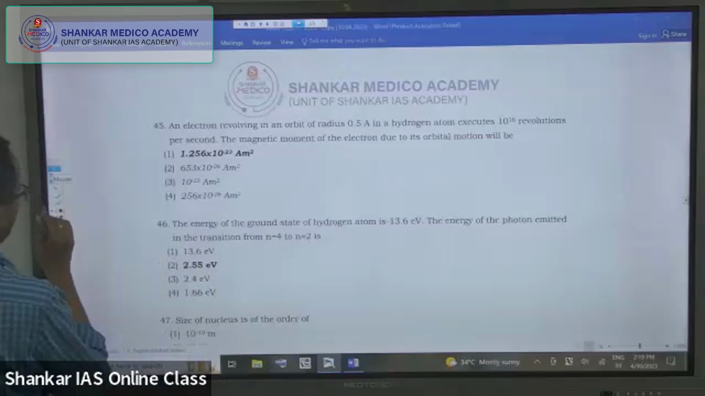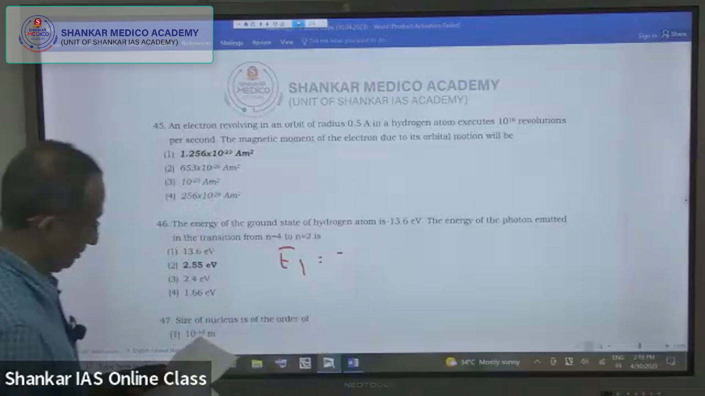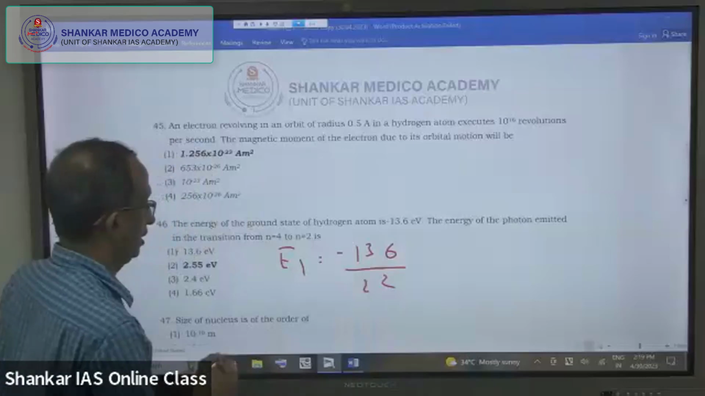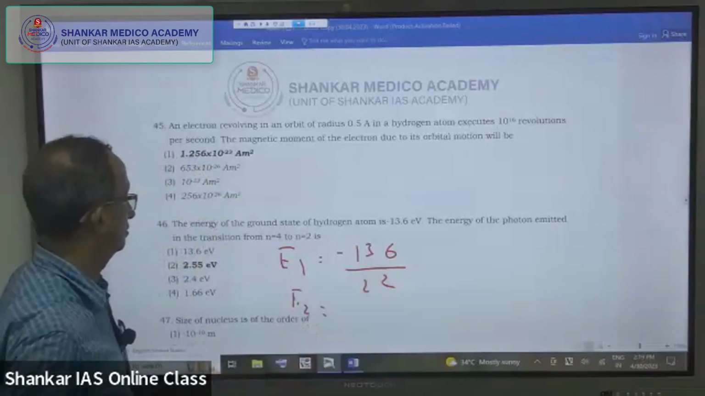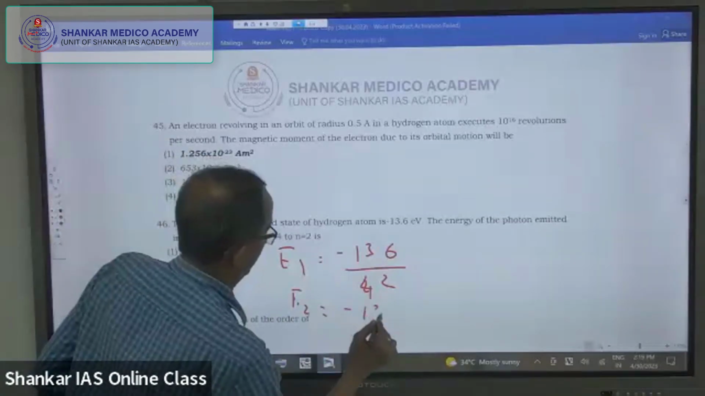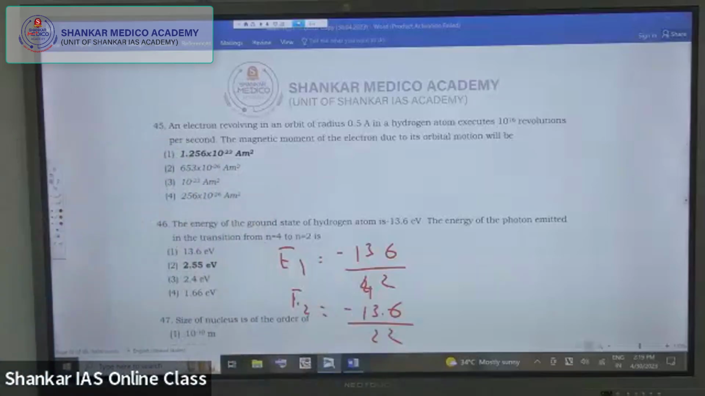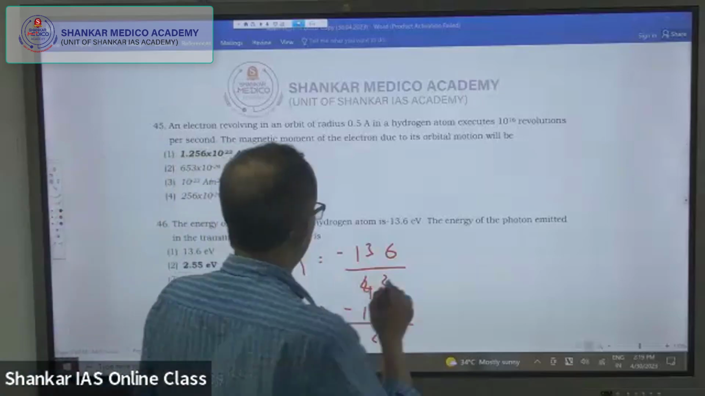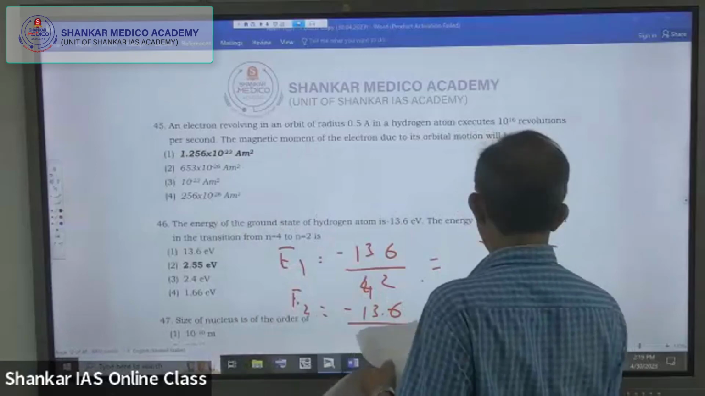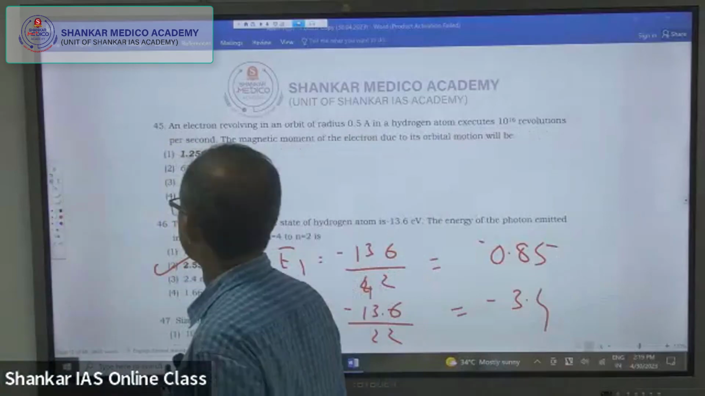Here, 46th question. E1 equals minus 13.6 divided by 4 squared. Then E2 equals minus 13.6 divided by 2 squared. Subtract these two values. Here you will get minus 0.85. Here you will get minus 3.4. The difference will be 2.55 electron volt.